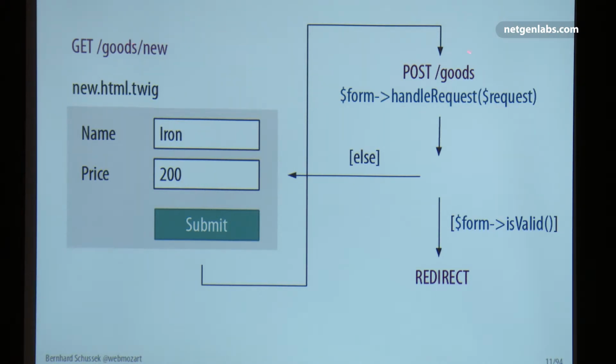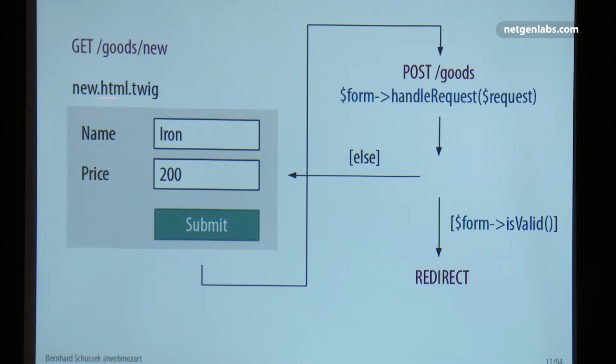When you submit the form, you submit to a different URL with a POST request, not a GET request, where you call the handleRequest method. The handleRequest method updates the form if it is necessary. And then you can check if the form is valid, and if it is not, you will render the template again. Otherwise, you can redirect to some page that mentions that the form was submitted successfully.